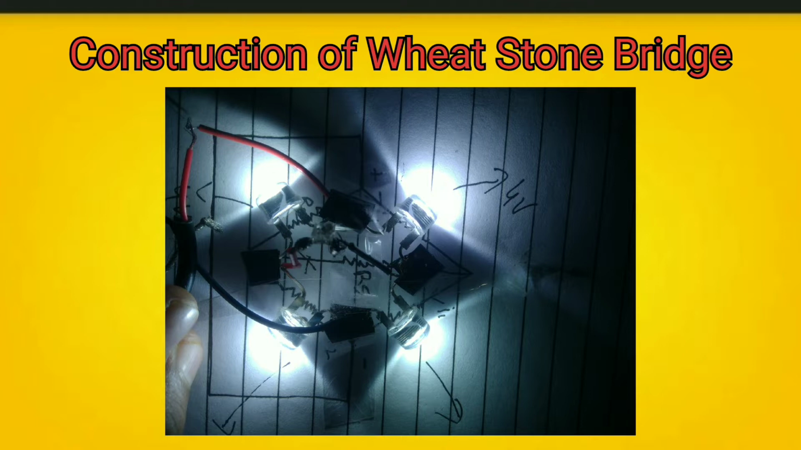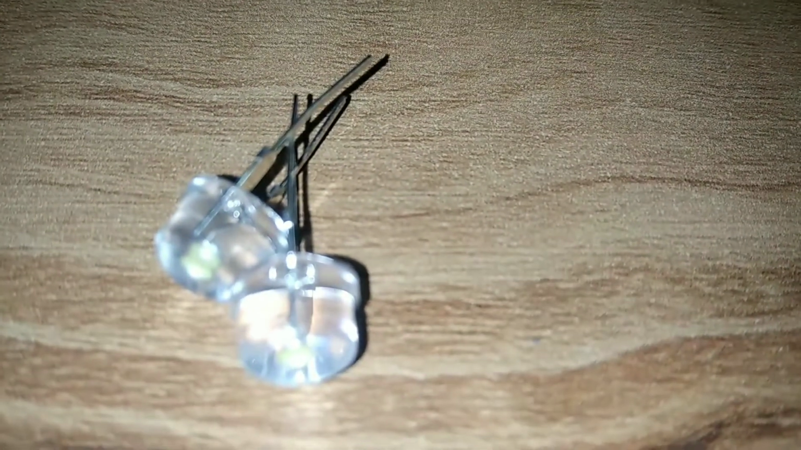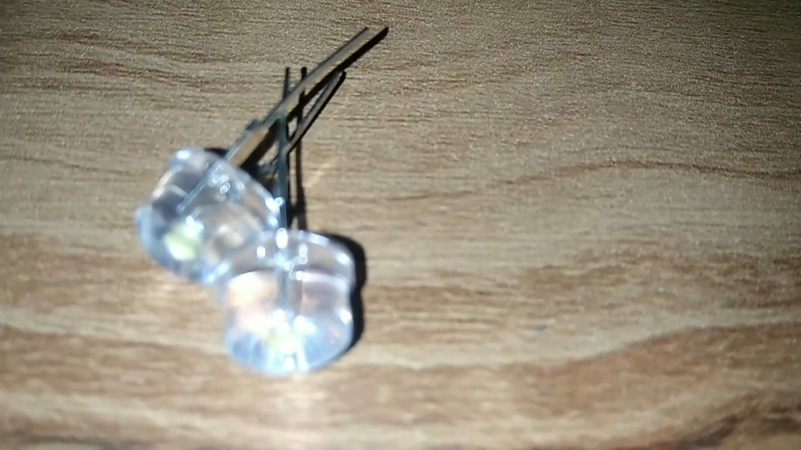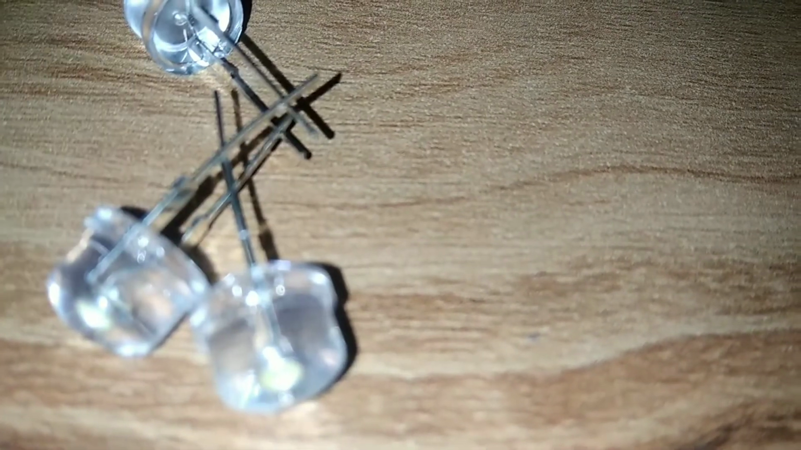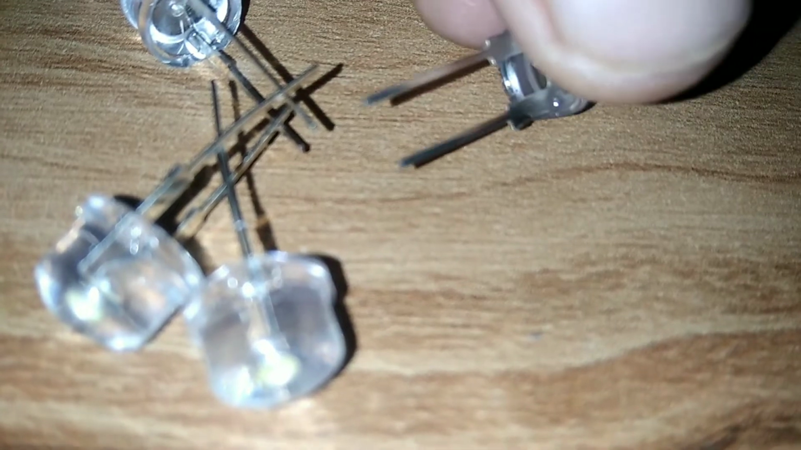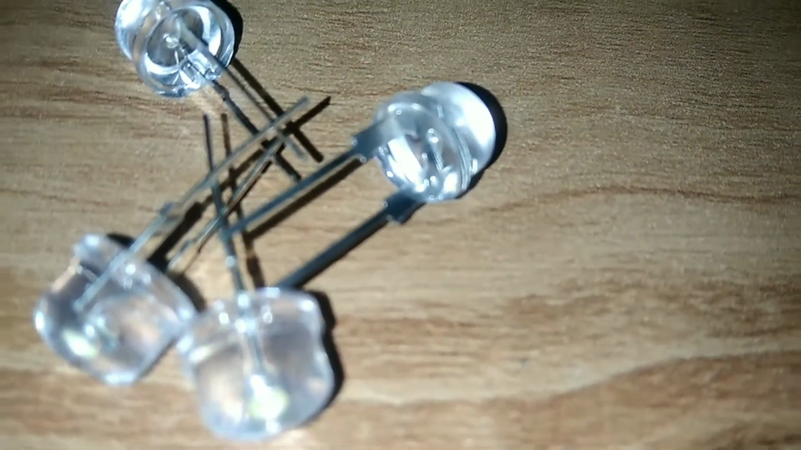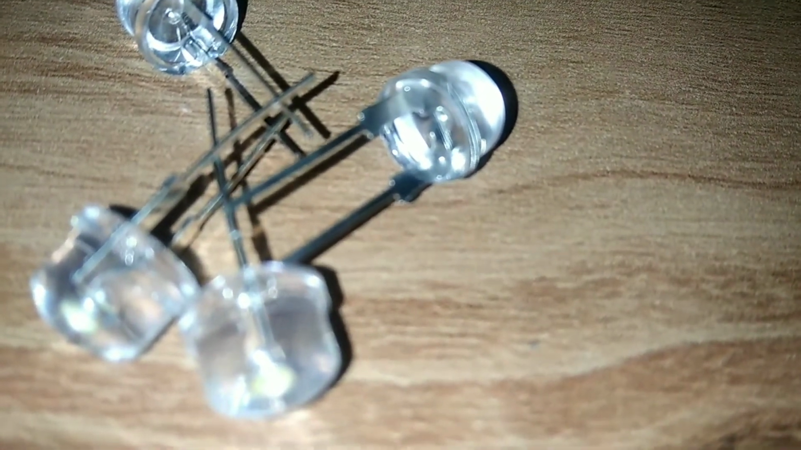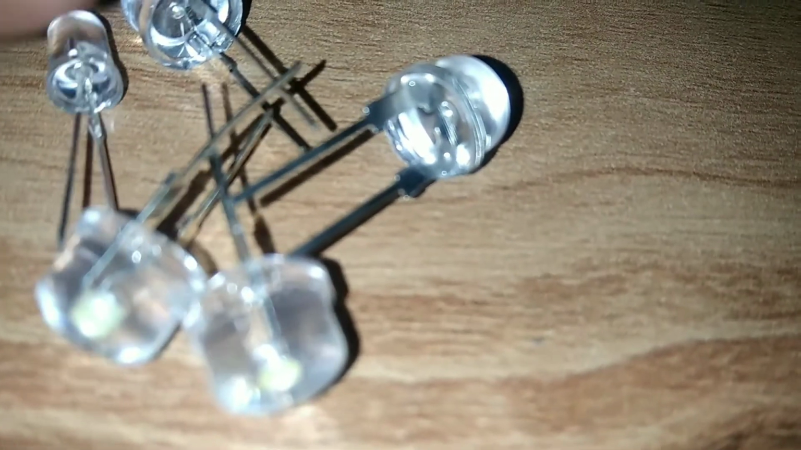Now let's move on to the practical part where I have constructed a small Wheatstone bridge. Here I have taken 4 white color 4 volt LEDs. I have used LEDs instead of resistances so that we can easily see whether our current is flowing or not, as when current flows through the LEDs, the LED will glow, whereas in a resistance we would not be able to see whether it is working or not.